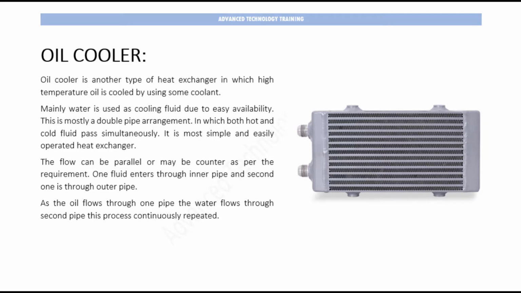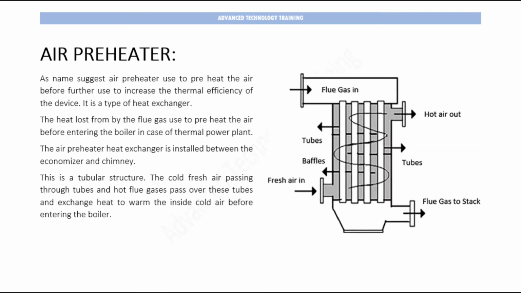As the oil flows through one pipe, the water flows through the second pipe. This process is continuously repeated. Air preheater. As the name suggests, an air preheater is used to preheat the air before further use to increase the thermal efficiency of the device. It is a type of heat exchanger.